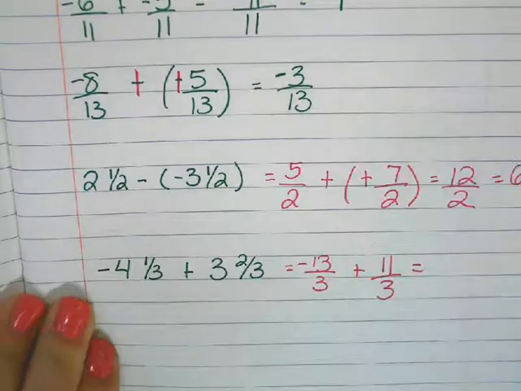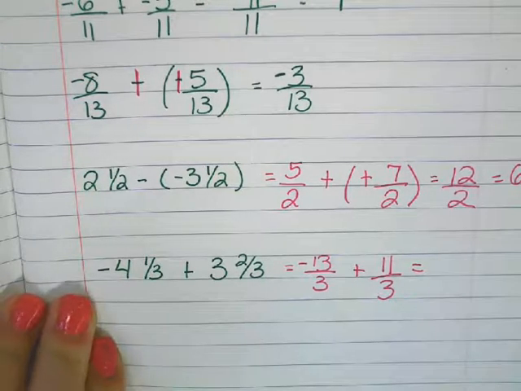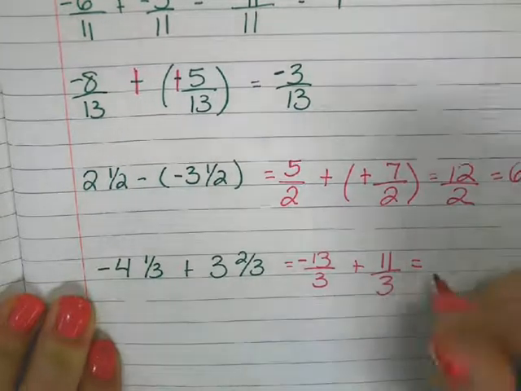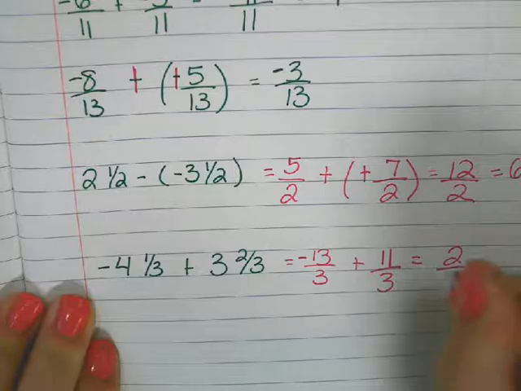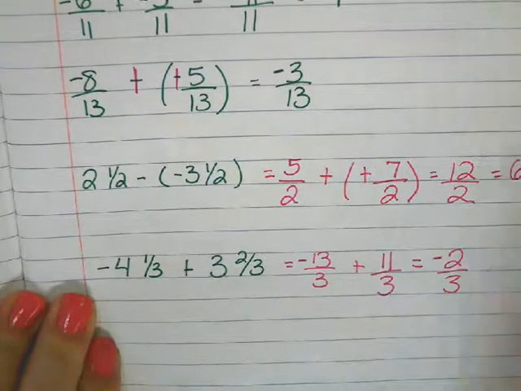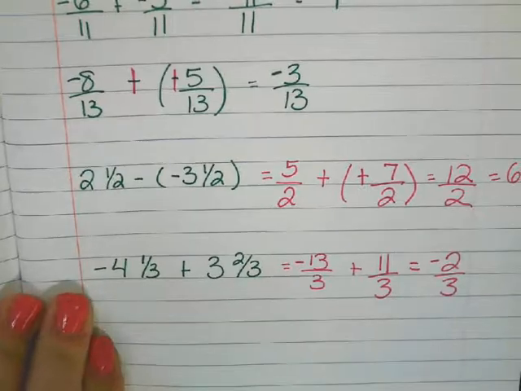Rules of integers, I have different signs, so I'm going to subtract 13 minus 11. 2/3, positive or negative 2/3? Negative 2/3. Any questions?